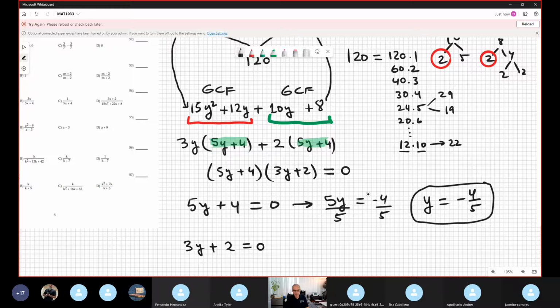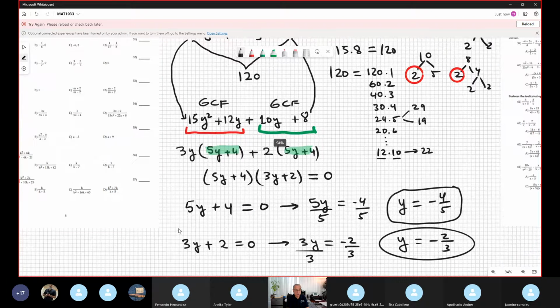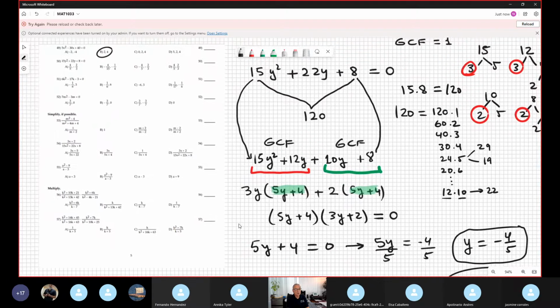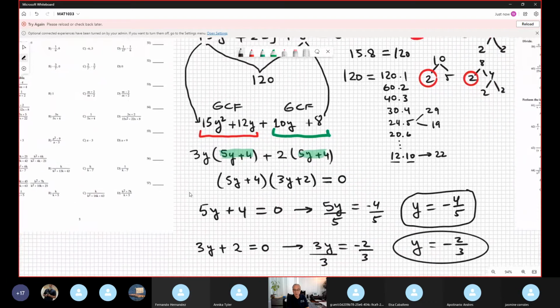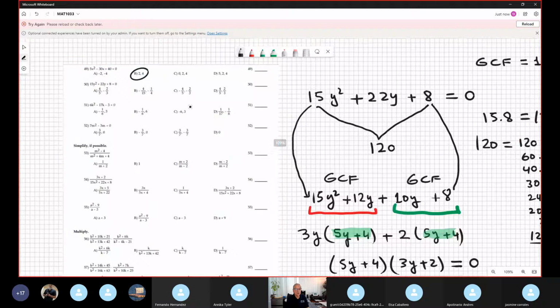Boom, first answer. Second answer, 3y equals minus 2, divide by 3 both sides. Y alone is negative 2/3. Second answer. Well, it's similar. We expect two solutions in the quadratic equation, no? Negative 4/5 and negative 2/3, like the option C. Everything is clear, guys?